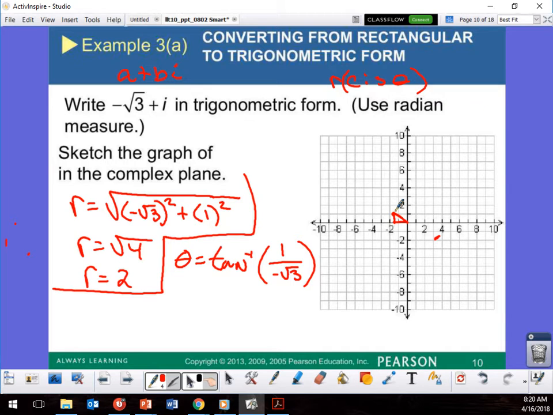So you get 150. So negative 30 plus 180. So theta is 150, right? Yeah. Because this was negative 30 plus 180. Right there, right? So that's where I get that.